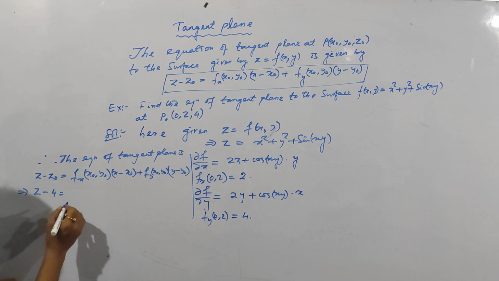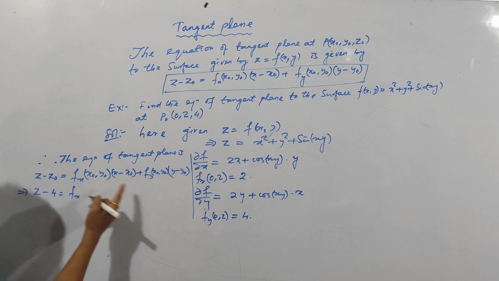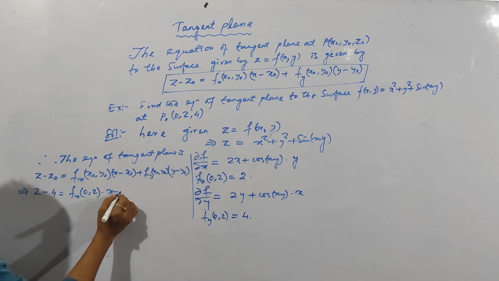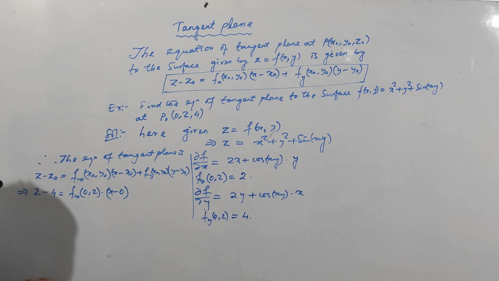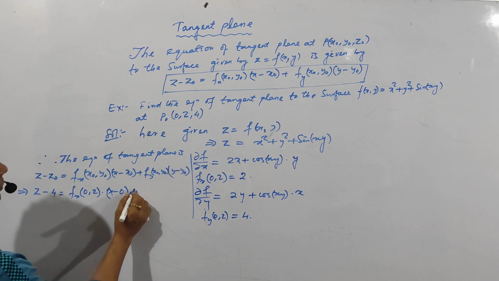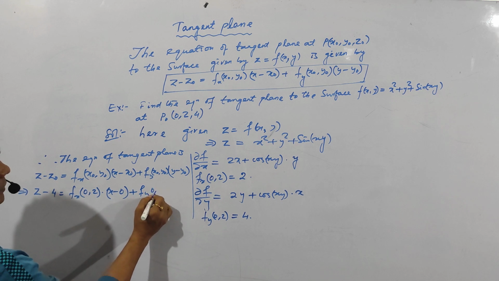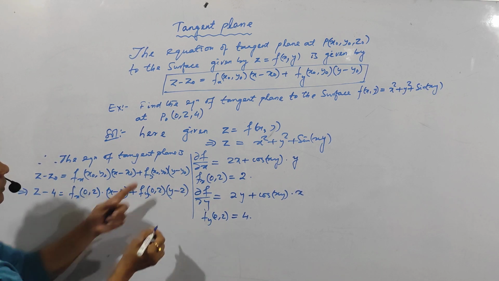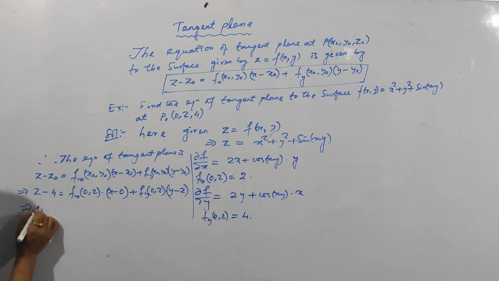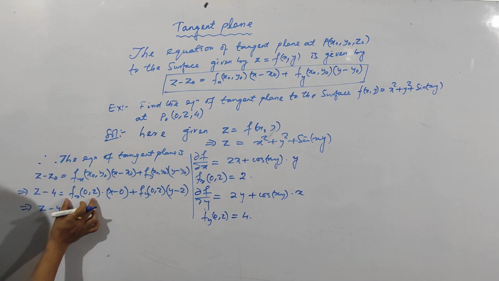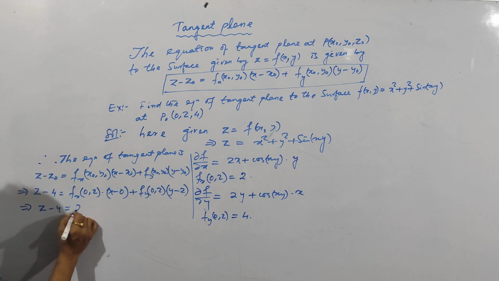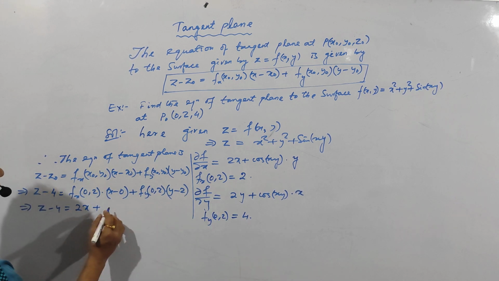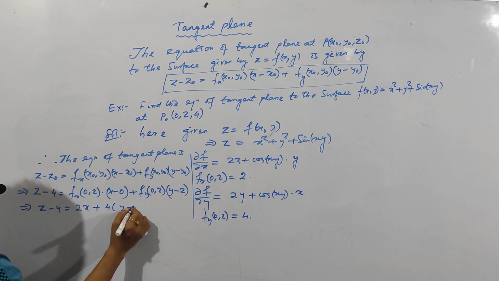And this quantity fx at (0, 2) into x minus 0, because x0 is 0, plus fy at (0, 2) into y minus 2, because y0 is 2. So it implies z minus 4, where fx at (0, 2) is 2. 2 into x minus 0 is 2x, plus this quantity is 4, 4 into y minus 2.